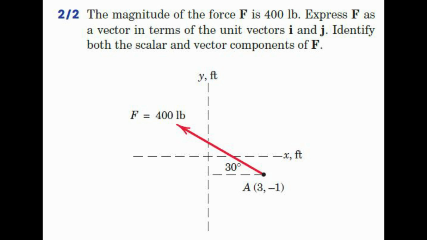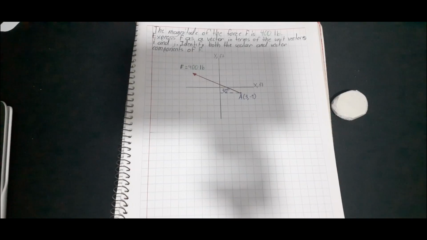The magnitude of the force F is 400 lb. Express F as a vector in terms of the unit vectors i and j. Identify both the scalar and vector components of F. The first step we need is to draw the graph of the vector.